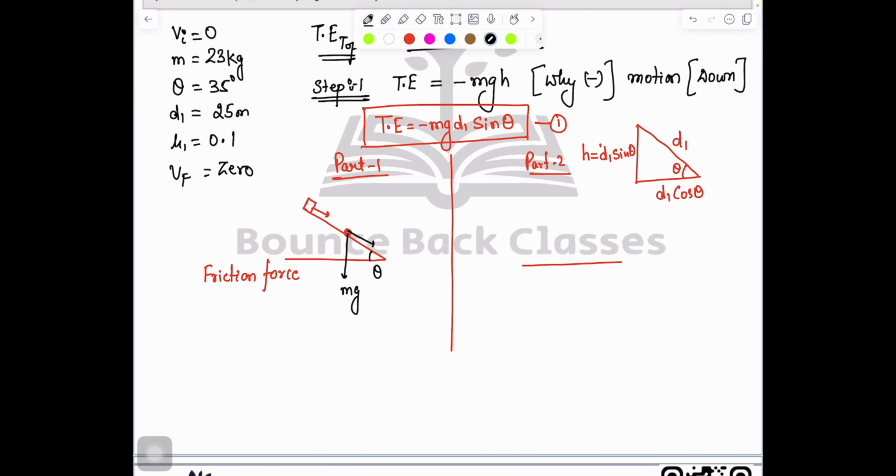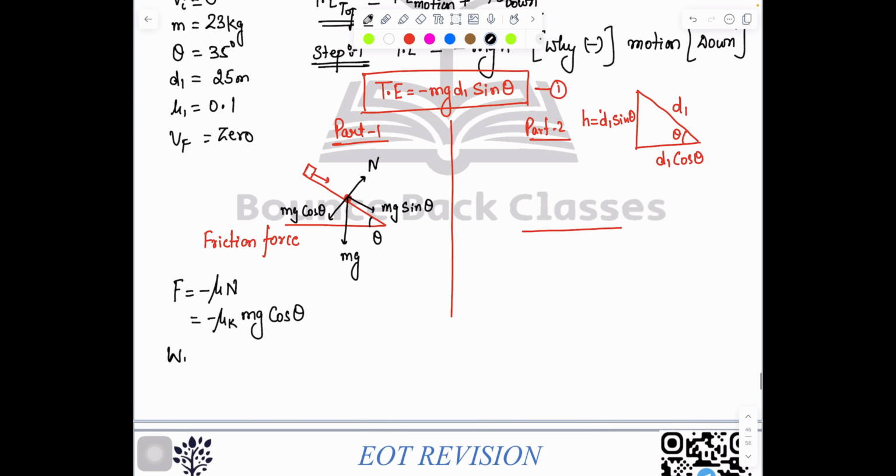One part will go like this and one part will go like this, and this is your normal. So this will become your mg sine theta, and this will become mg cos theta. Clear? So we know the force of friction is negative mu times n, which equals negative mu k, because kinetic friction, and n becomes mg cosine theta. So can I say work done 1? What is work done 1? The formula is F1 d1. So minus mu k mg cosine theta, bracket, d1.